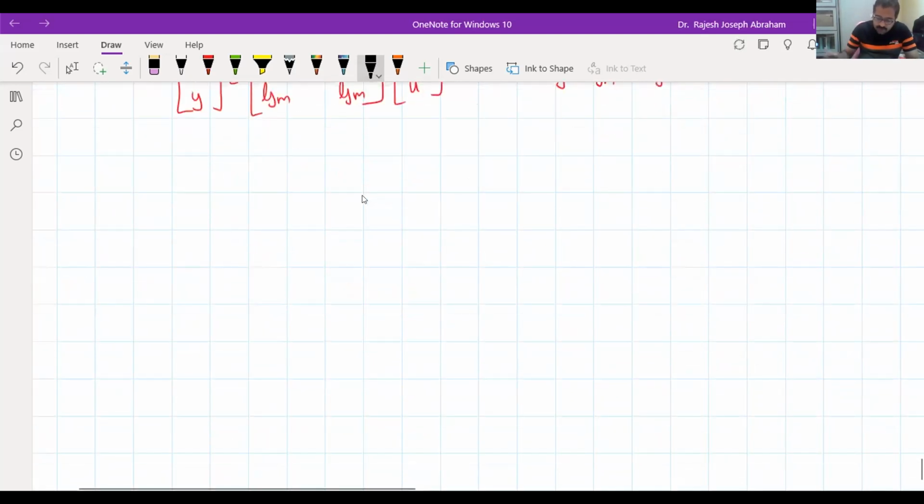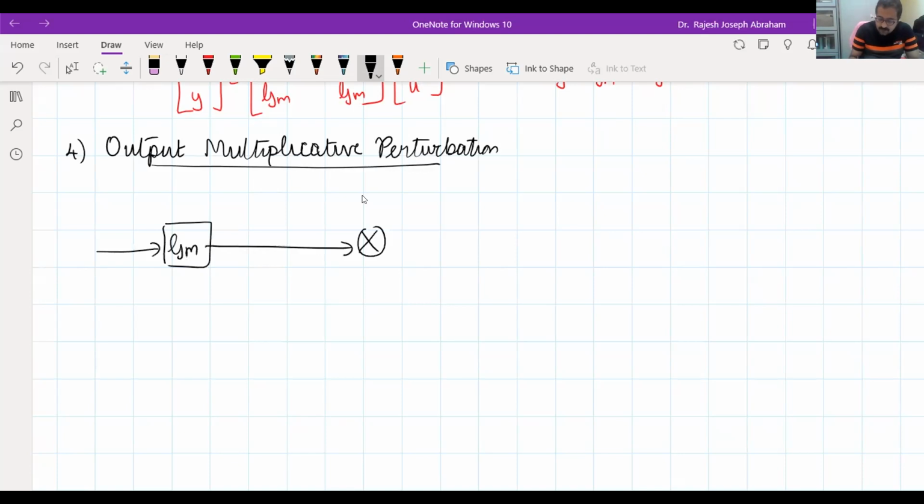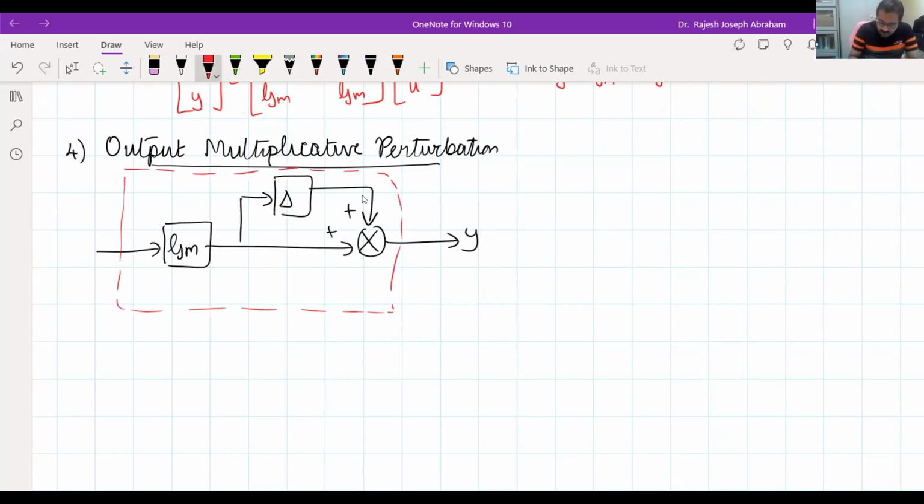Next, output multiplicative perturbation. Okay. So it is something like this. This is the nominal plant GM. Here is our summing point. This is our output Y. This is the delta block, delta. It is coming in positive feedback. And this is our perturbed plant G. Okay. This is U.